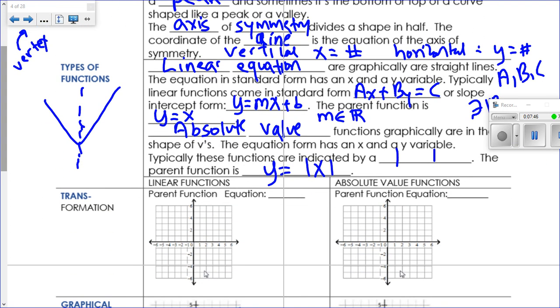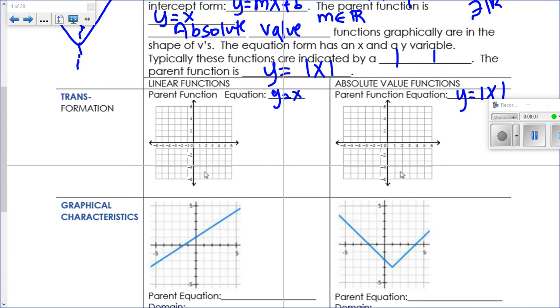Now, for the equation, we're going to do a transformation. The parent function equation is going to be y equals x for linear equations. The parent function equation for absolute values is going to be y equals the absolute value of x. And we're always going to be exploring transformations. But first, we're just going to draw the basic parent equation.